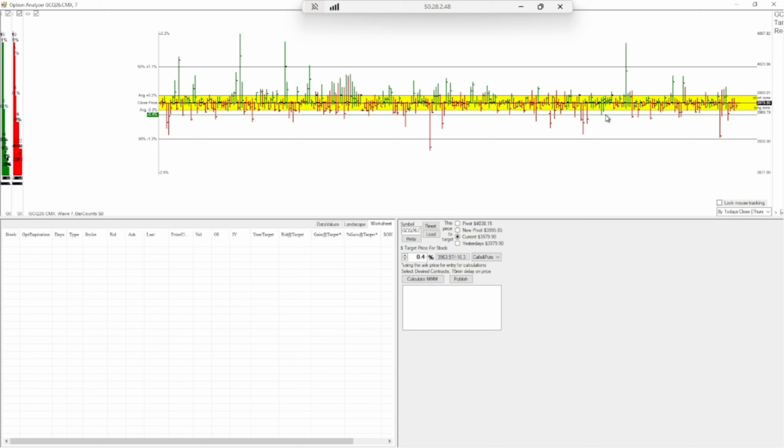Then we'll do the downside. Right here, tons of previous reversals, 3963.6. Right here you have 3943. And then last level we'll chart is here at 3934.2.